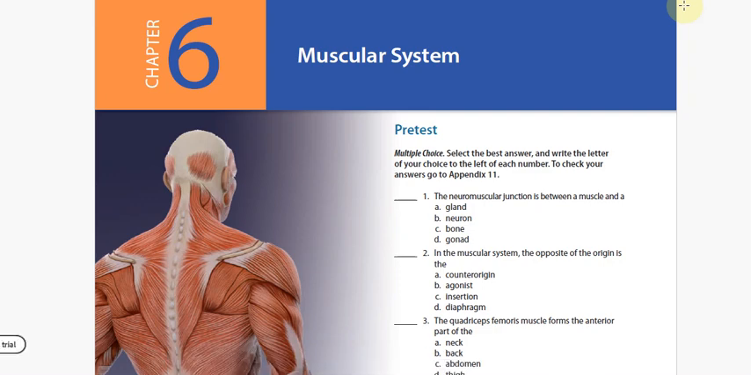Chapter 6, the muscular system. The noun is muscle, and the adjective is muscular. Always work on the previous section because it gives you an overview of what we are going to teach, and it also contains some questions which can be useful for the exam.